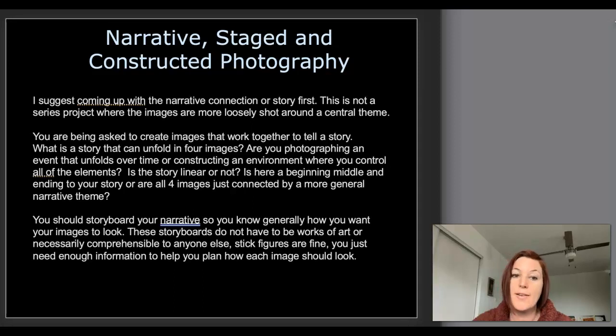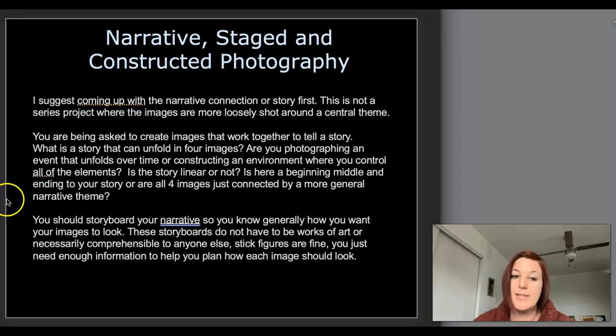Are you photographing an event that unfolds over time? Are you constructing an environment where you control all of the elements? Is the story linear? Is it not linear? Does it have to be? I mean, it really depends on what kind of story you're trying to tell. Is there a beginning, middle, or an end of your story? Or are all 4 images just connected by a more general narrative theme, right?